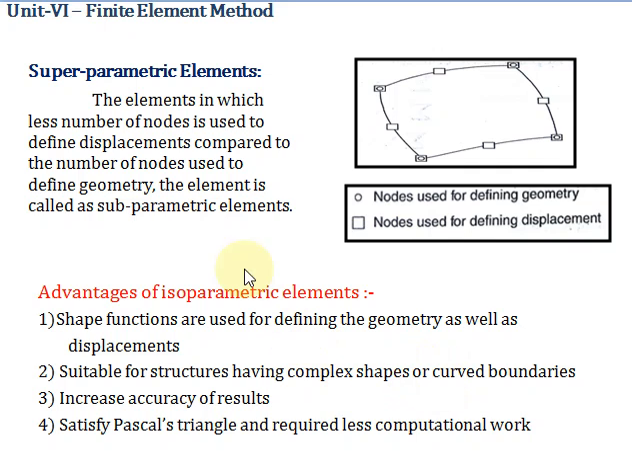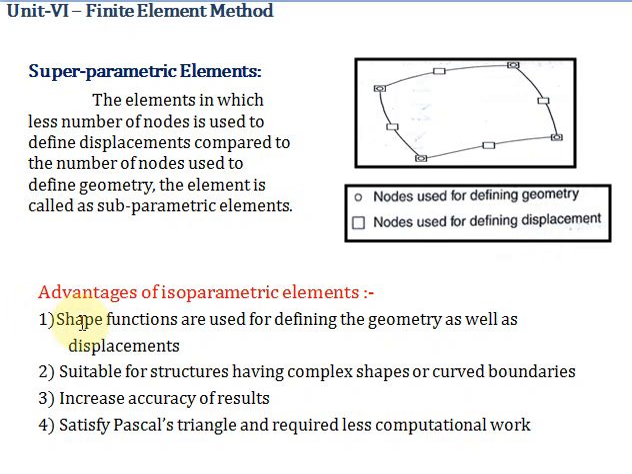And last one is superparametric element. Okay, again we'll observe the figure. In the figure, the number of nodes used for defining geometry is more than the number of nodes used for defining the displacement. Okay, so the superparametric elements are the elements in which a smaller number of nodes is used to define the displacement compared to the number of nodes used to define the geometry. So such elements are called superparametric elements.